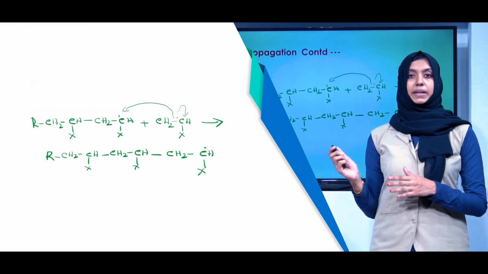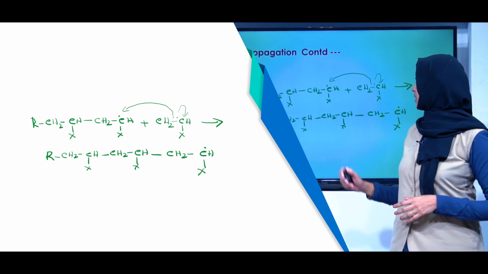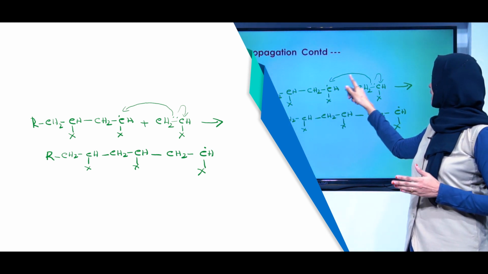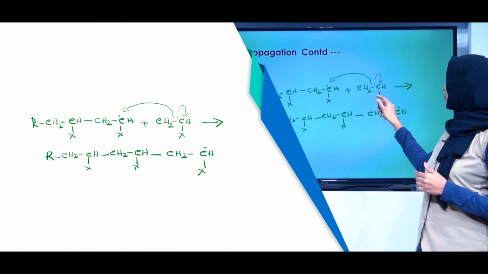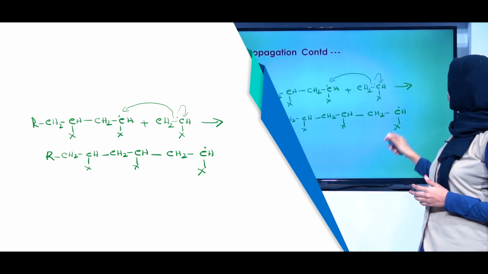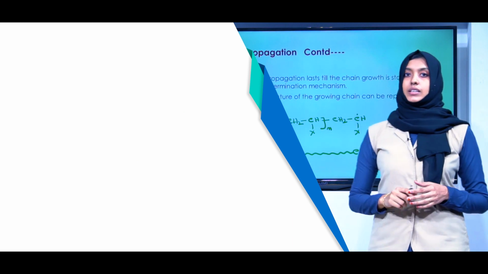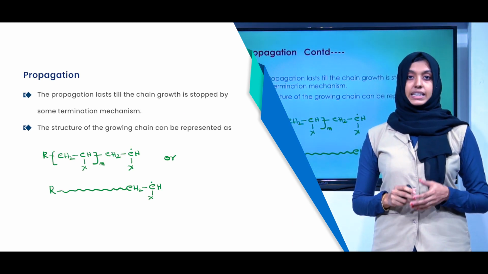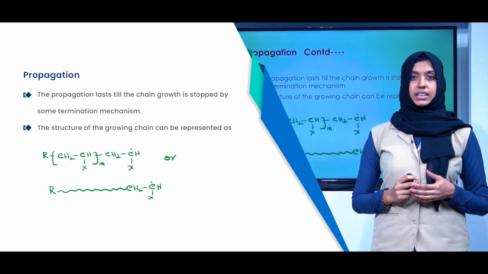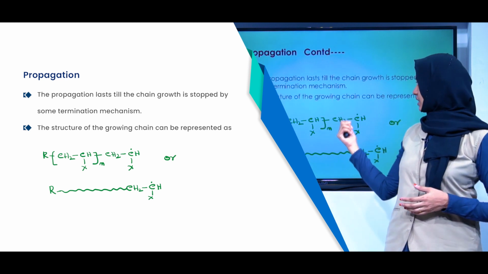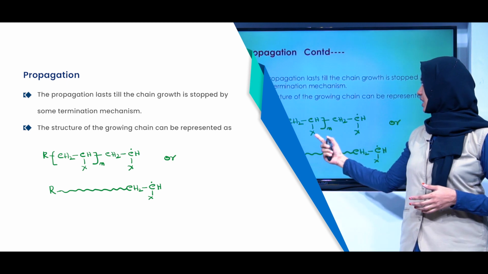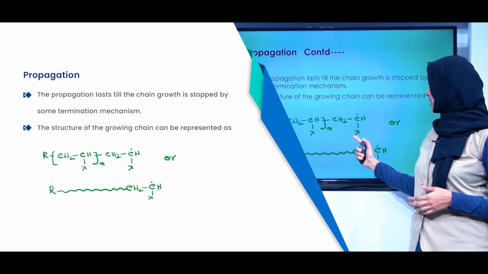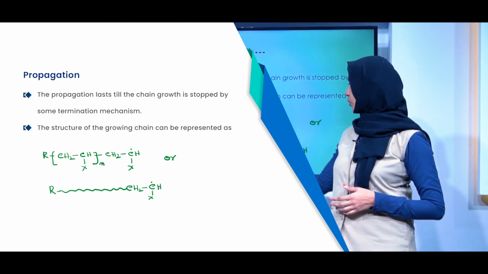You can see the mechanism of propagation here. This free electron of the second monomer will attack one of the pi electrons of the new monomer and yield another free radical. The propagation lasts till the termination mechanism occurs. The entire structure of the growing chain can be represented in this way. Here R CH2 CHX M times CH2 CHX. Here M represents the number of monomers.